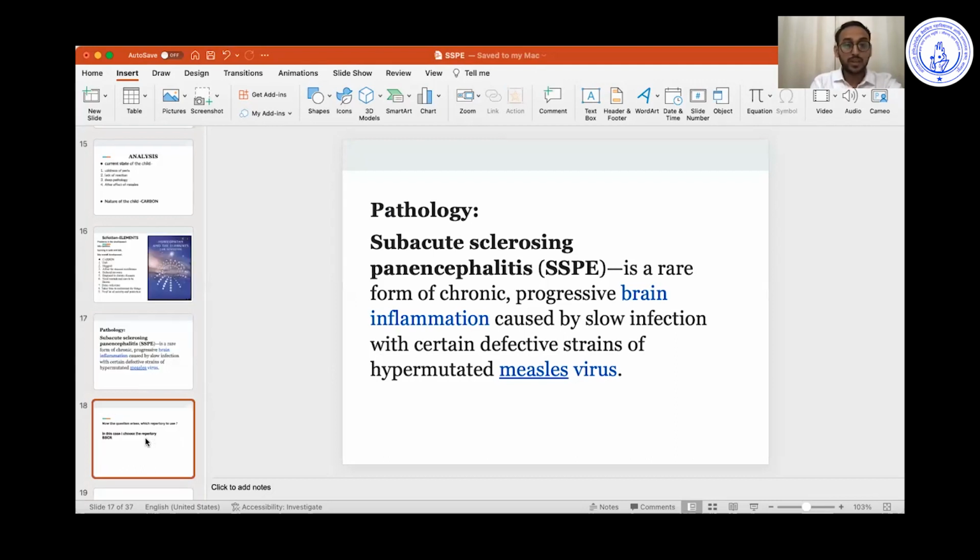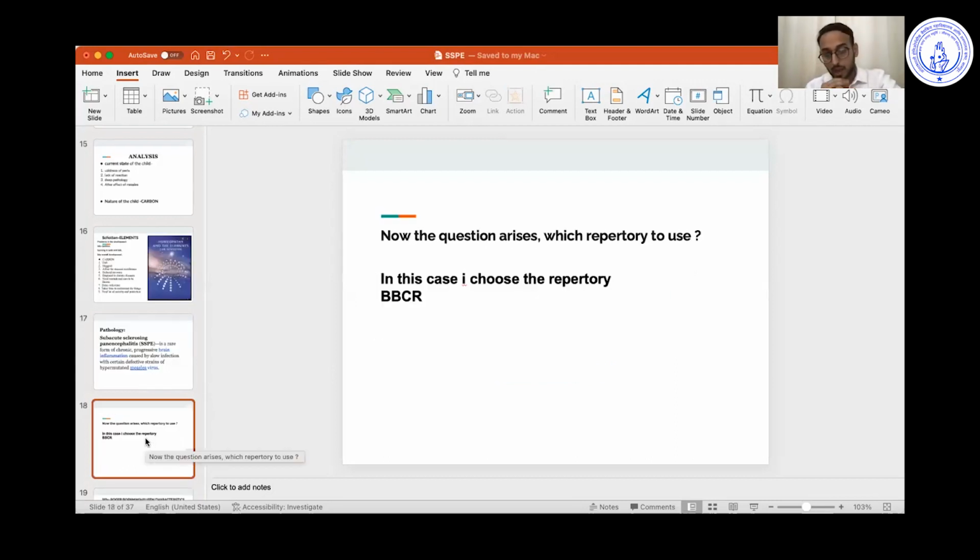Now we come to our next stage, how to repertorize further. And before that, the question arises, which repertory to use? Because we have so many repertories. Now, how to use, which one to use, which one to select?